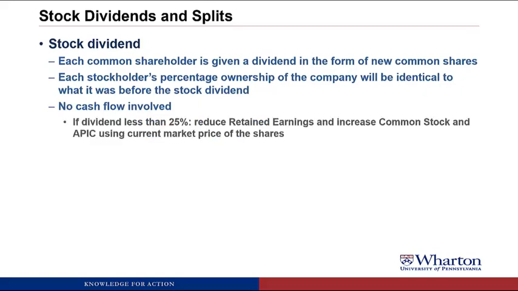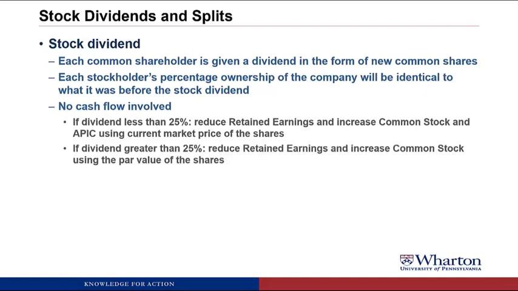Now, there's two ways to account for this, and it depends on how big the dividend is. So if the dividend is less than 25%, and this is sort of approximate, you reduce retained earnings, just like you do for a cash dividend, but instead of creating a dividends payable, you increase common stock and you increase APIC using the current market price. So it's like you're issuing new shares as part of this dividend.